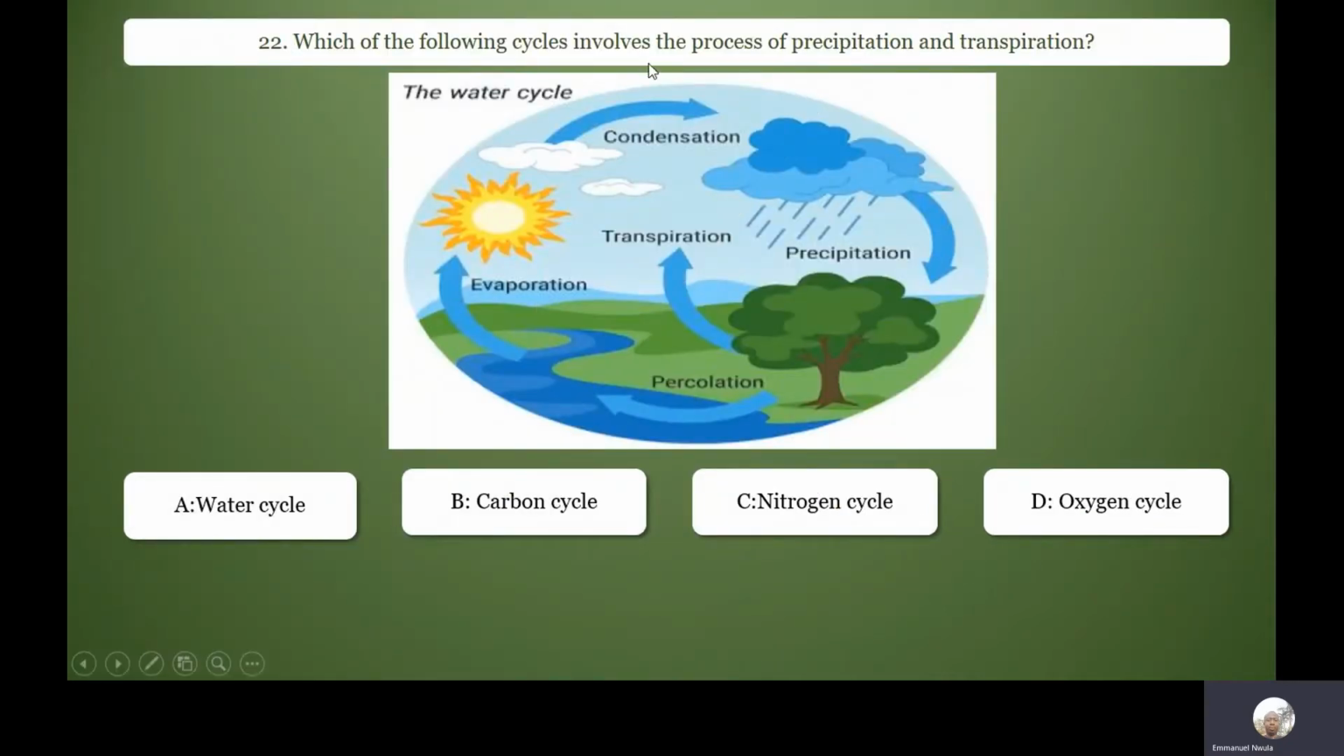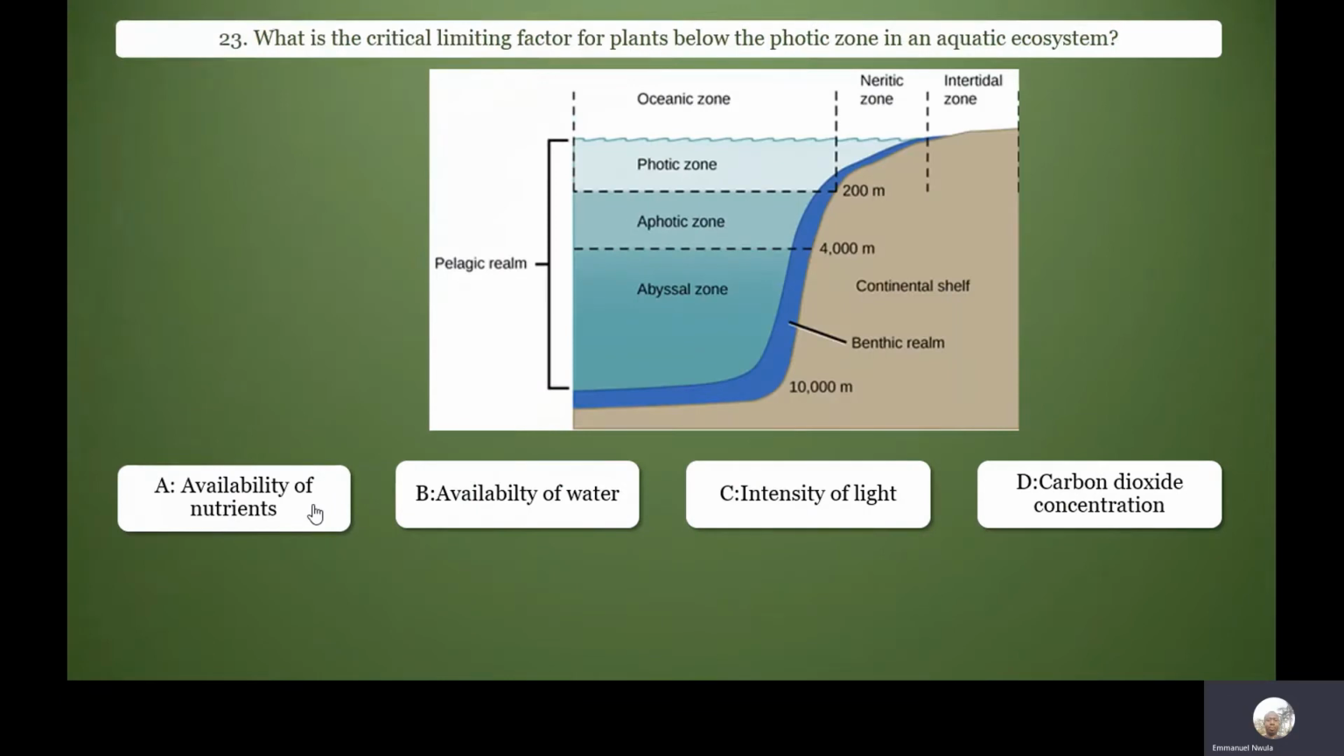Which of the following cycles involves the process of precipitation and transpiration? That's the water cycle. Option A is correct. Transpiration is the loss of water vapor from the leaves of plants. The water condenses to form clouds, and when it's saturated, it starts falling down as rain. That's precipitation. So that's the water cycle. The correct answer is A.